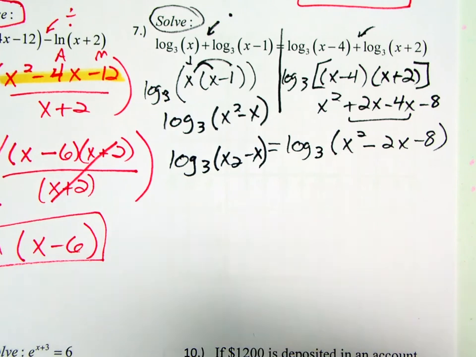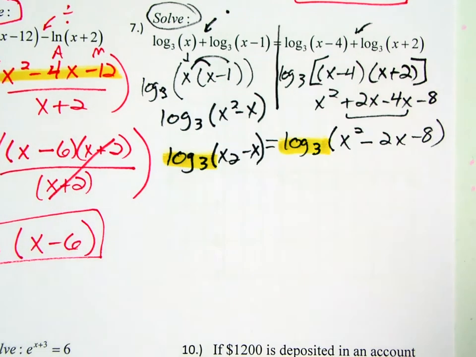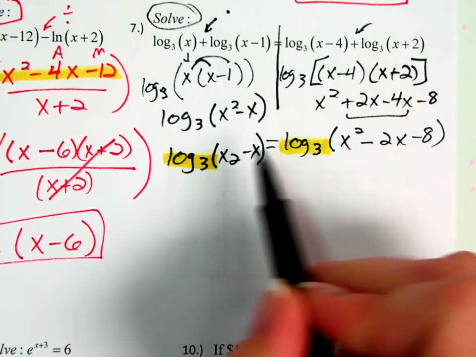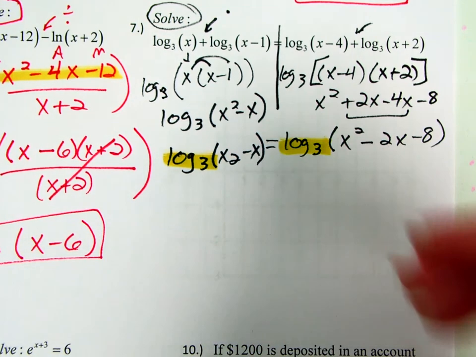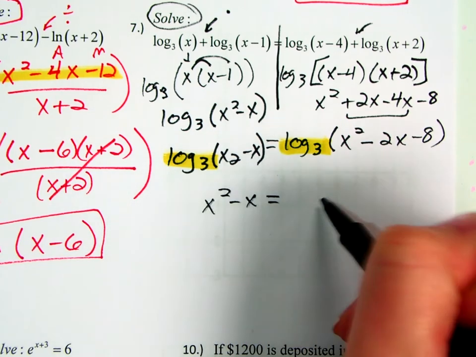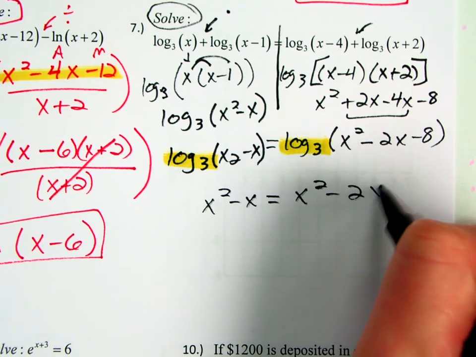Now again, we should note that these are the same logs, right? Logs with the same base. If we have logs with the same base, then the insides have to be equal in order for the two sides to be equivalent. So now I can just say x squared minus x equals x squared minus 2x minus 8.